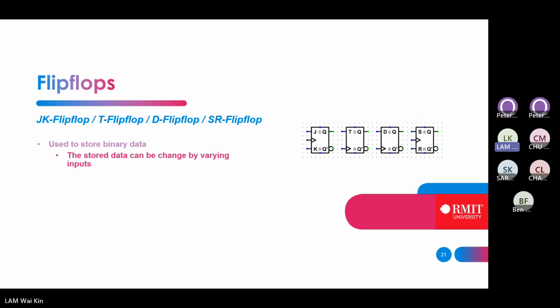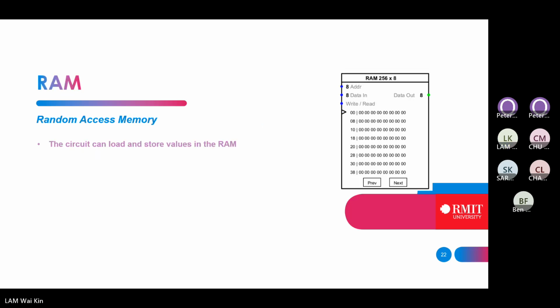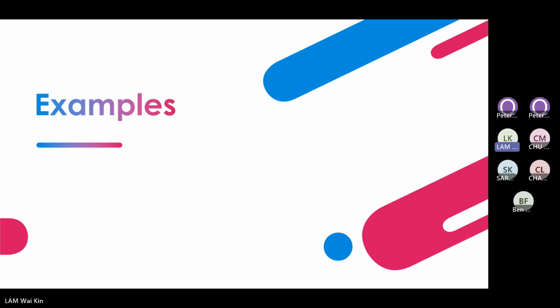Our logic simulator also supports flip-flops, like the JK flip-flop, T flip-flop, D flip-flop, and SR flip-flop, which are used to store binary data, and the stored data can be changed by varying the inputs. And last, I will introduce the RAM. The circuit can load and store values in the RAM, and our RAM can have different pages that can show every data on it. Now I'll pass the mic to Ken to introduce examples and demo to you.